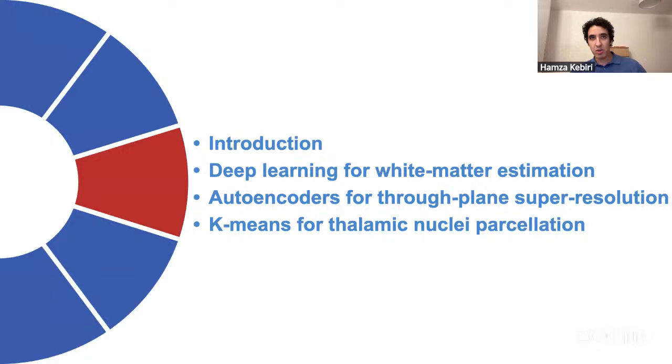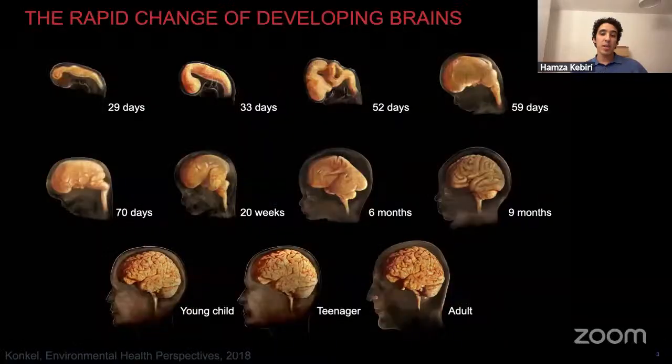I'll start with a brief introduction about why we want to study these fetal and newborn brains. Then I will also talk about diffusion MRI and a bit about functional MRI. Then I will present one of the two studies that I worked on using deep learning, basically for improving images or the models of diffusion images of newborn and fetal brains. And then I will present the last project on functional MRI, basically using k-means clustering to split the neonatal thalamus into different nuclei.